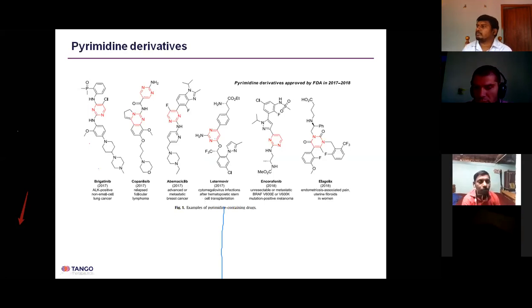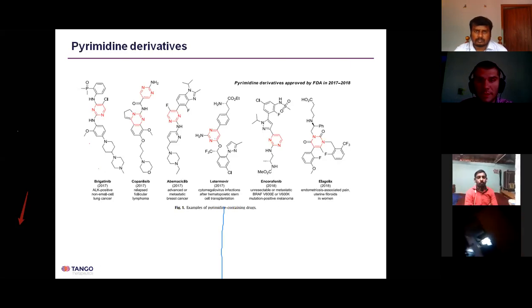The database FDA. They have many pharmacological activities. Some of them are anti-cancer, antiviral, anti-protozoal, antifungal, and antibacterial activity. And they are valuable in anti-cancer therapy. You see them in these slides.